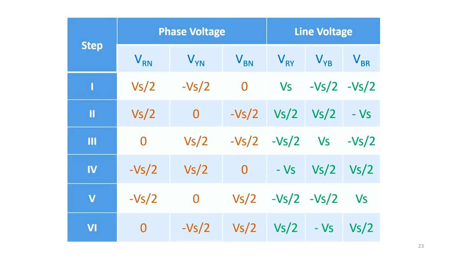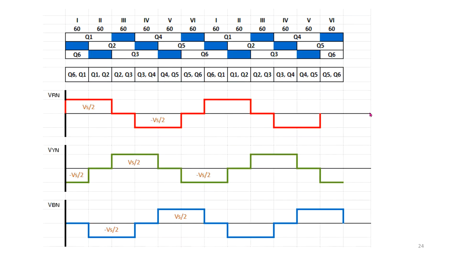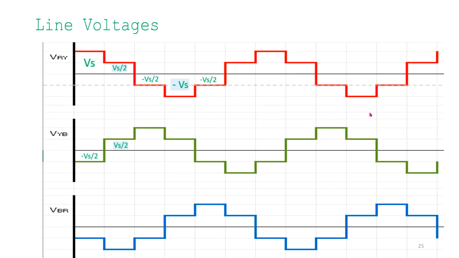You can construct this table from the previous plot by drawing each one, and the trick is every row sums up to 0. This sums up to 0, this also sums up to 0. And then this is the graphical representation of this table. These are the line voltages, which are pretty important in this case.